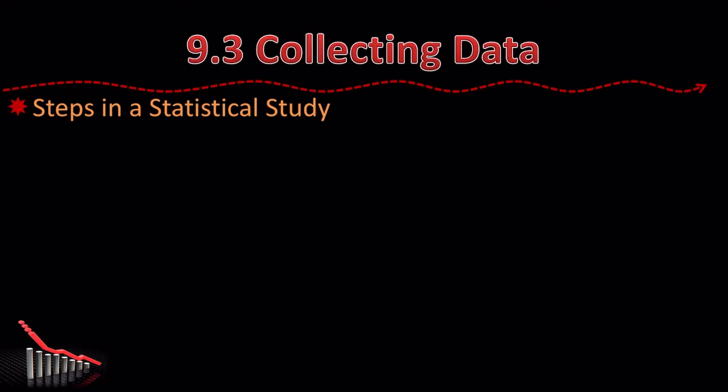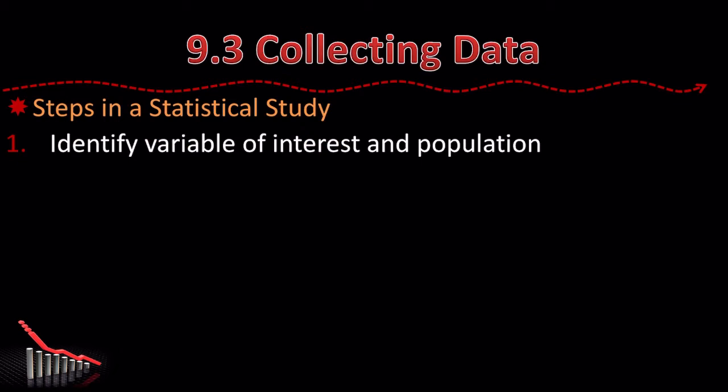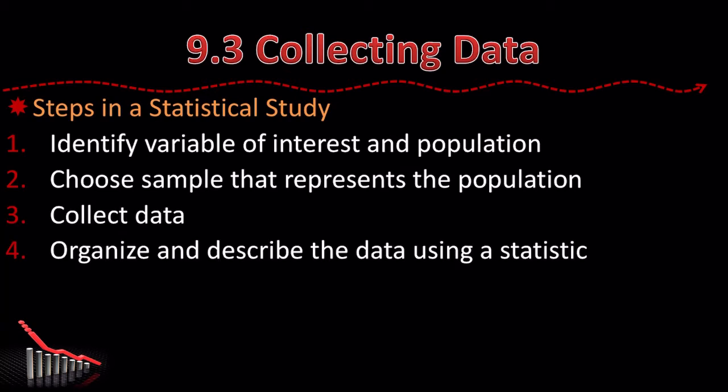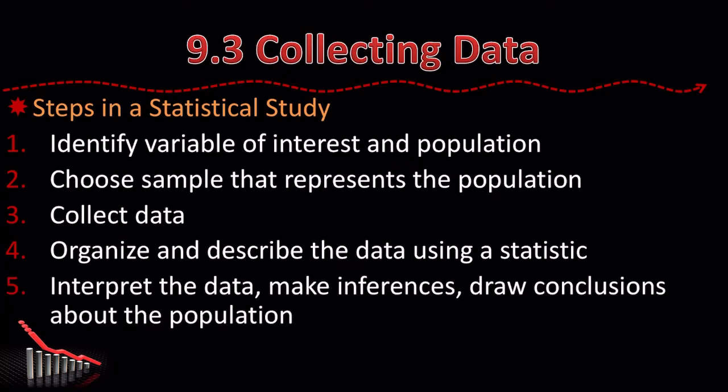Alright, so if we're going to collect data, we have to do a statistical study. Step 1, identify the variable of interest and the population. If you don't know what you're studying, it's really hard to do the study. Number 2, choose a sample that represents the population, because the population is probably huge. So you need to somehow choose a sample, a smaller group that you can actually study. Then you collect your data, and then you organize and describe the data using a statistic. And then from that statistic you can interpret the data, make inferences, and draw conclusions about the entire population.